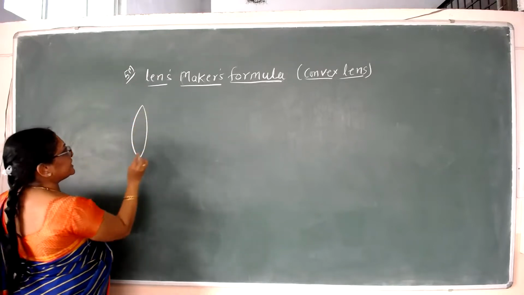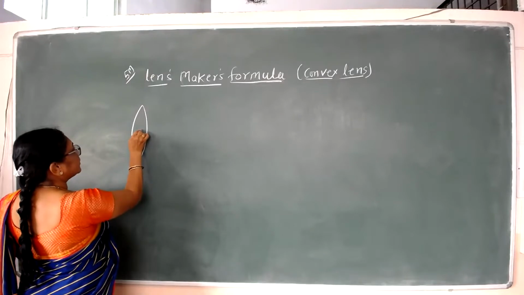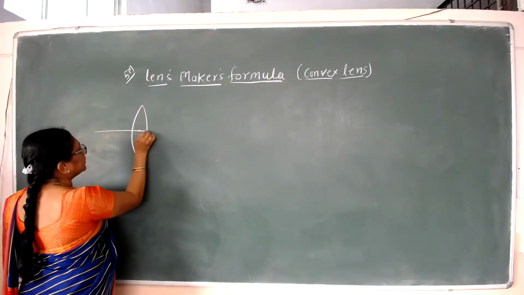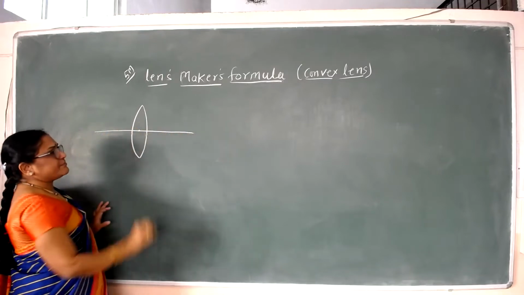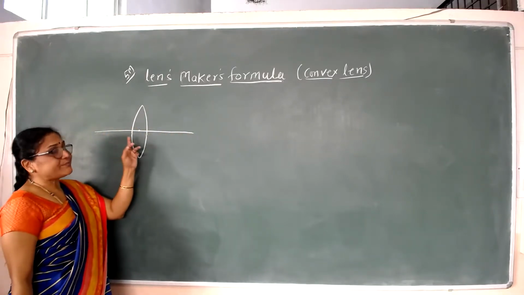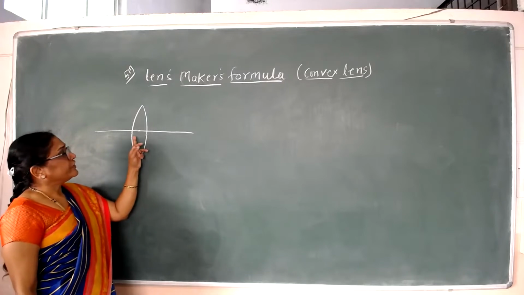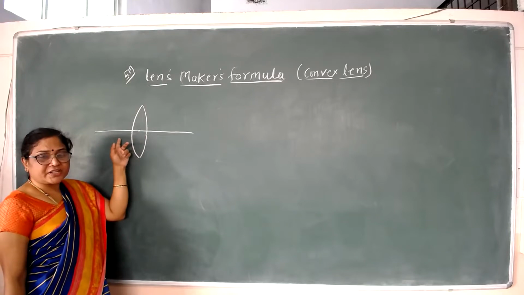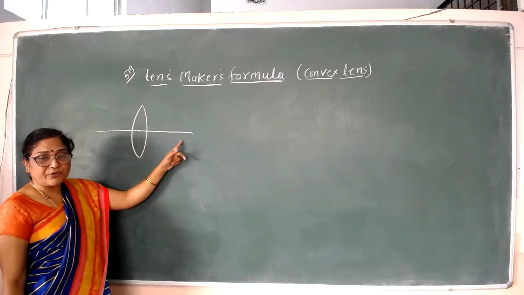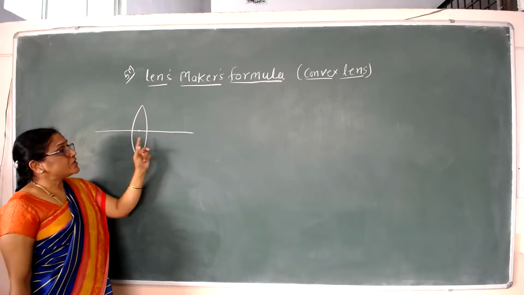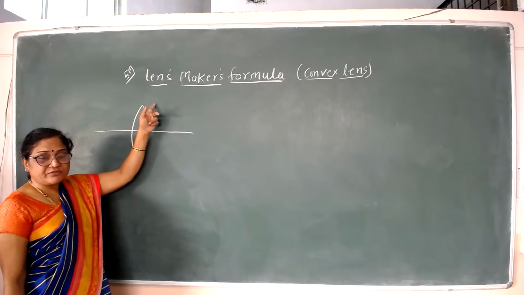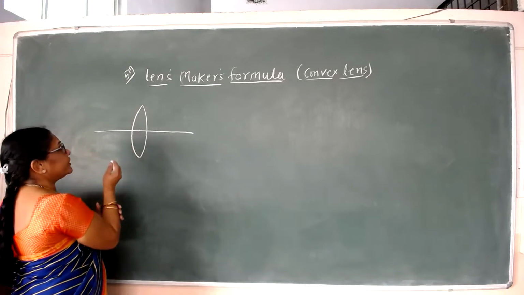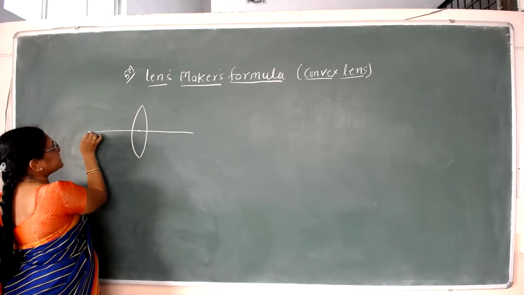This is a convex lens, with its optic center. Draw a principal axis: the line passing through the optic center is known as the principal axis, where the object is situated and the image is also formed. To derive this expression, consider a point object situated on the principal axis.